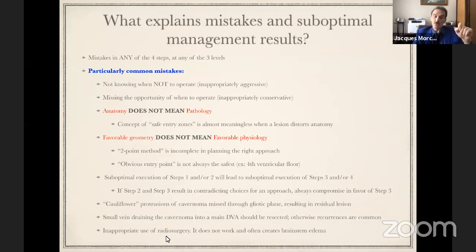Inappropriate use of radiosurgery. I'm going to say it probably multiple times. Radiosurgery does not work for cavernomas in general, and certainly for brainstem cavernoma. And it can be very harmful, as I will show you in one of my examples later. Even my good friends in Sweden, where the gamma knife was invented, confirm this to me. So it does not work and often creates brainstem edema.